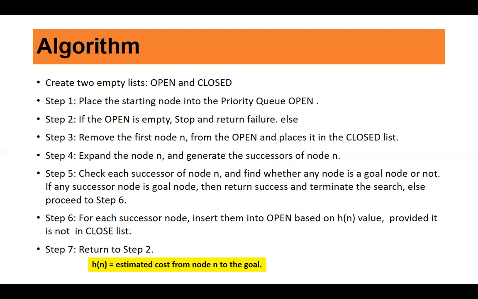h(n) is nothing but the estimated cost from node n to the goal, which is the heuristic value. So in short, we are given two nodes, the start node and the goal node, in a graph with paths. From the start node, how best can you reach the goal node, covering minimum distance. This algorithm will be clearer once you look at the example.